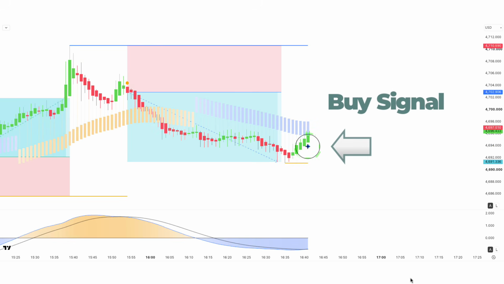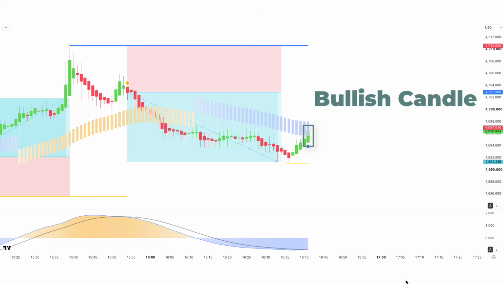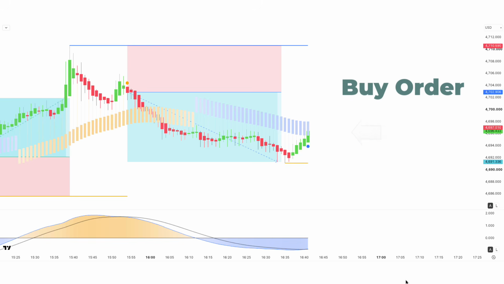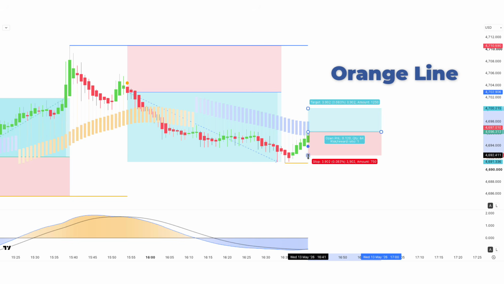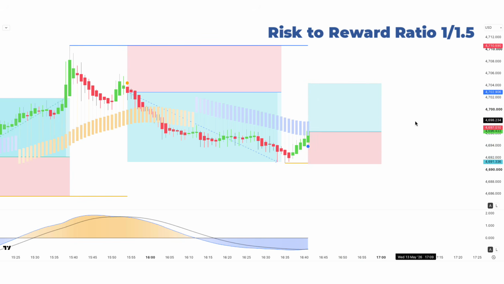Here, the Nadaraya-Watson regression label up is a buy signal. Here, the liquidity sweeps indicator shows the blue area. Here, the market has made a bullish candle to give confirmation. So all our conditions are being fulfilled, so we are placing an order to buy. Our stop loss is to be placed at the orange line, and the risk to reward ratio will be 1:1.5.